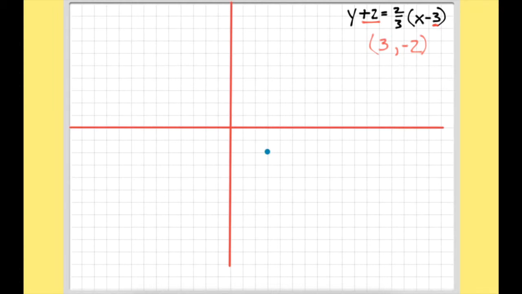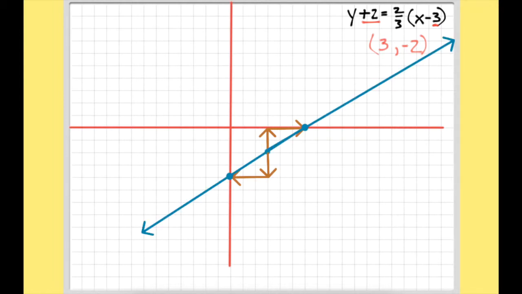Then we use our slope to find another point. So what's our slope? 2/3. So that means we have a rise of 2 and a run of 3. And since it's positive, we're going uphill. So we're going up 2 and over 3. So there's our next point. Or we could go downhill if we go backwards, down 2 and over 3. There's another point. So all we have to do to draw a line is connect those dots. And there's our line.